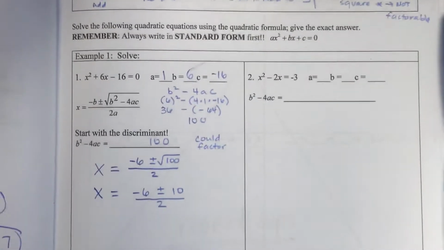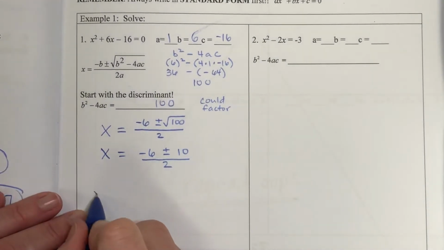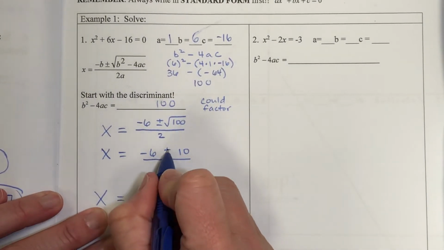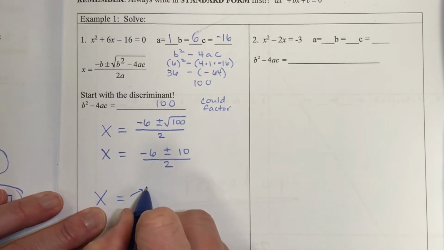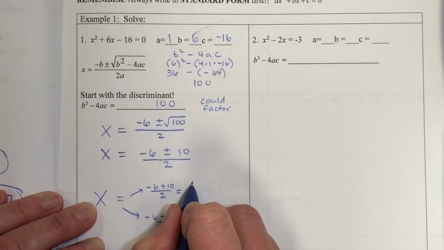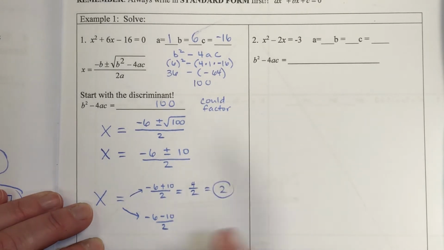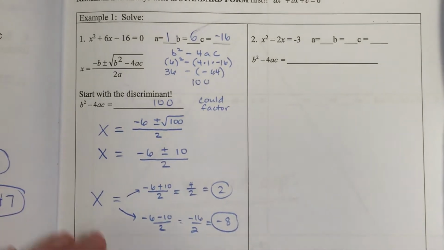Let me move my camera just slightly down here to give myself some more room. So now my two solutions are going to come from when I add and when I subtract. So -6 plus 10, and we'll divide by 2, and -6 minus 10, and we'll divide by 2. So this is going to be 4 divided by 2, and then -16 divided by 2. And so since I got nice whole numbers, we could have factored, and I'll show you that.